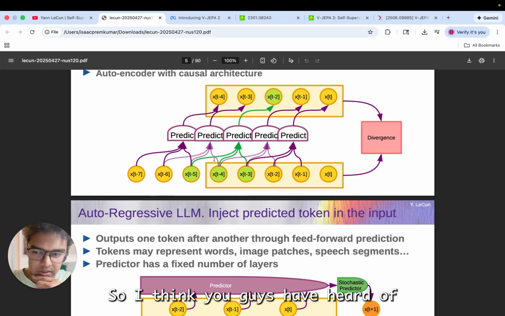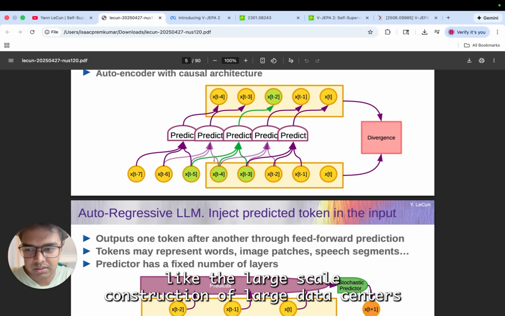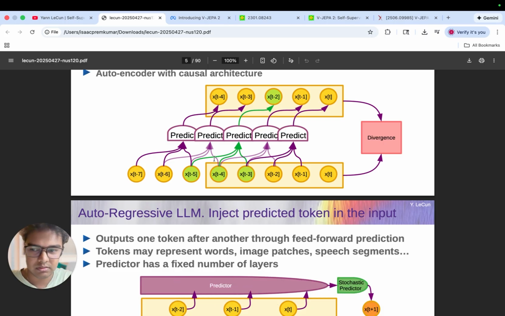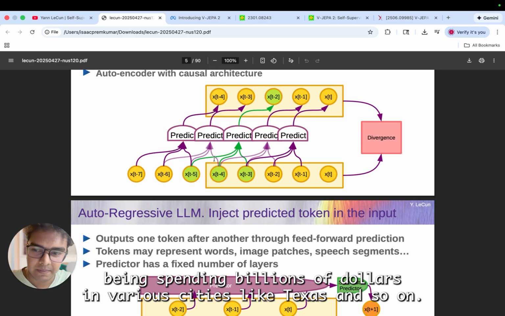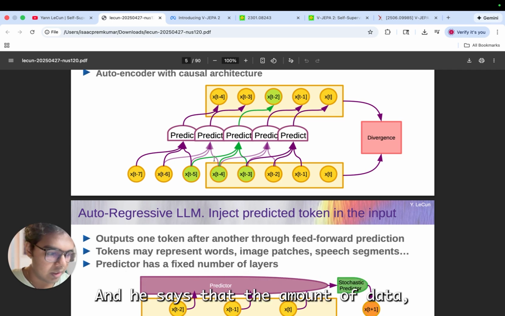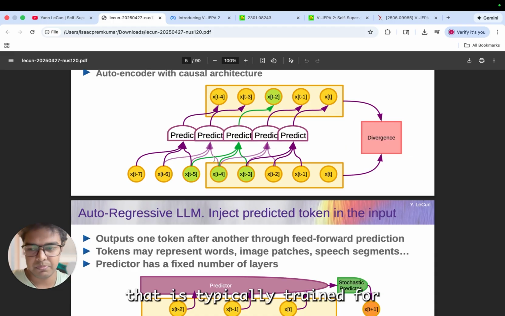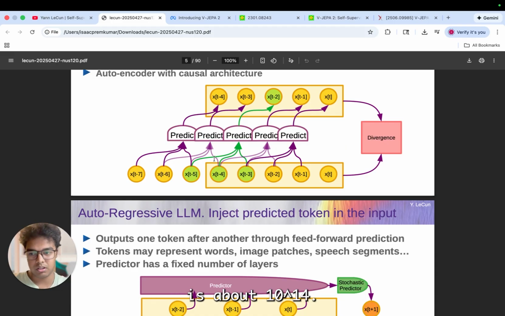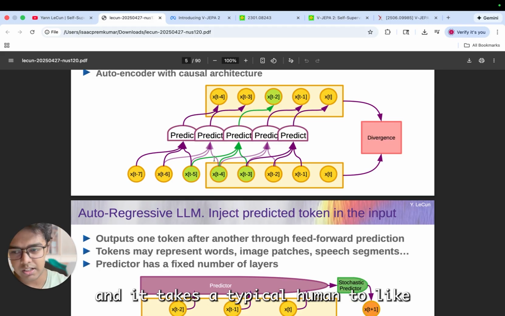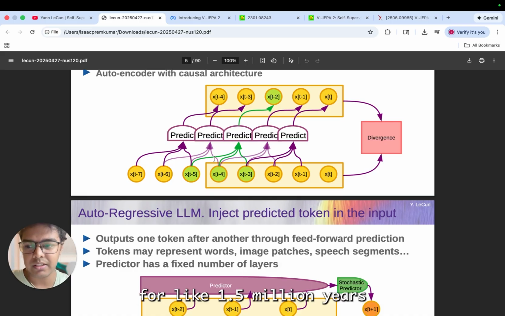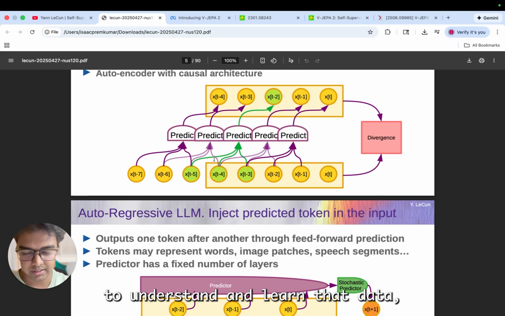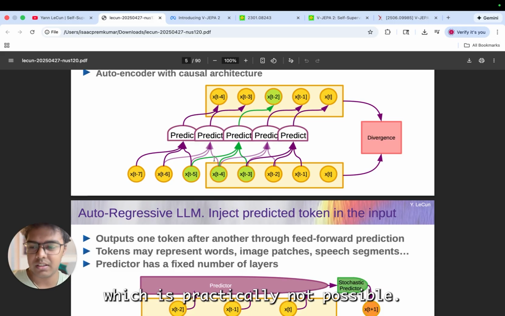I think you have heard of the large scale construction of large data centers, with billions of dollars being spent in various cities like Texas and so on. And he says that the amount of data that is typically trained for an LLM is about 10 to the power 14, which is a lot of data, and it would take a typical human 1.5 million years to understand and learn that data, which is practically not possible.